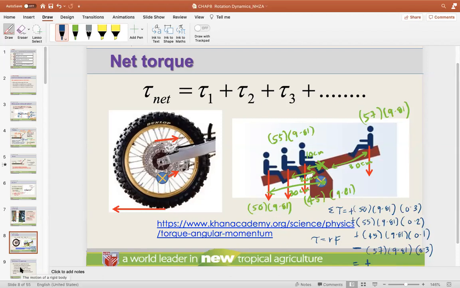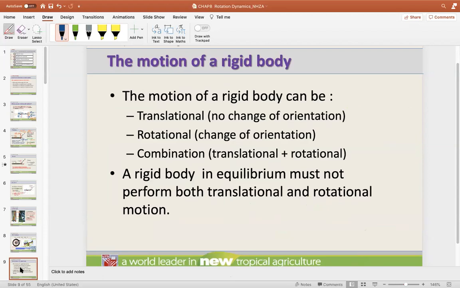Okay, so kita akan tengok example lain later. So the motion of a rigid body can be translational, no change in orientation. Maksudnya saya ada, mana? Saya tak ada benda yang bulat pula. Do I? Okay, I do. Mana gambar saya? Saya nak pin.